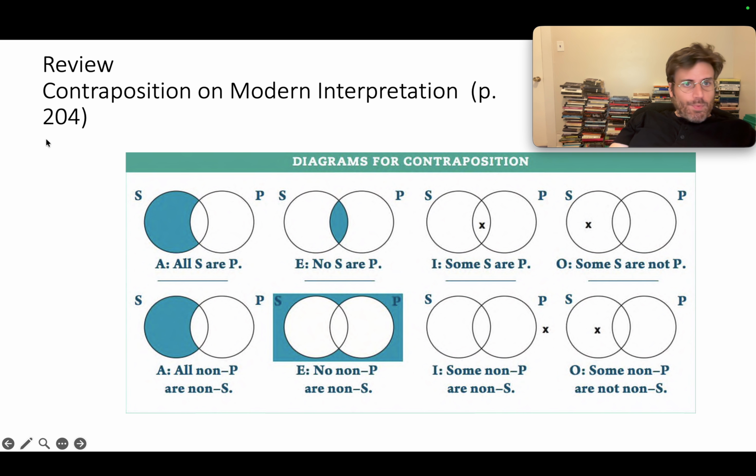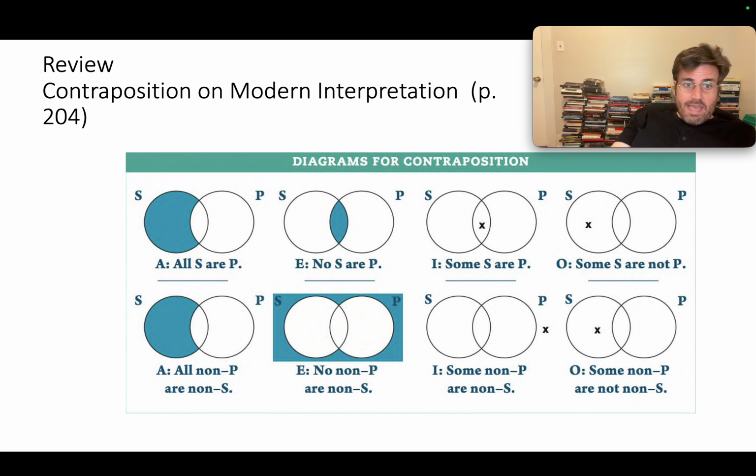All right, and then last but not least, we have contraposition. This is appearing on page 204 of your textbook. Contraposition begins like conversion with switching S and P. We then add the complement term to both P and S. So we need non in front of P and S, but we don't change the quality when it comes to contraposition. So which categorical propositions can we validly contrapose?